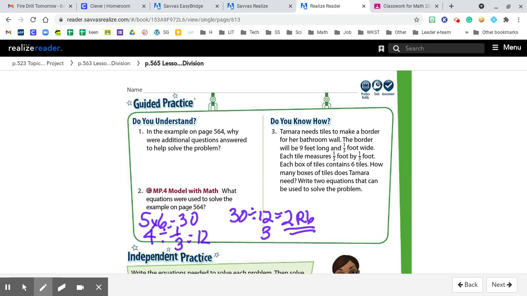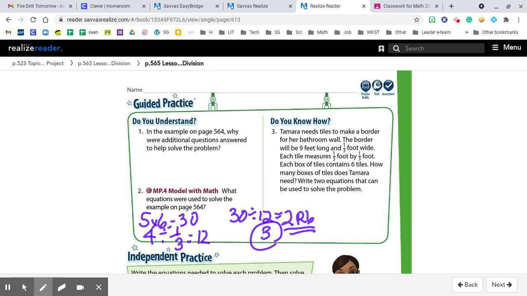You can't get a part of a piece of plywood. You get a whole piece of plywood and you'll have some leftovers. So you needed 3 pieces altogether. Tamara needs tiles to make a border for her bathroom wall. The border will be 9 feet long and 1/3 a foot wide.